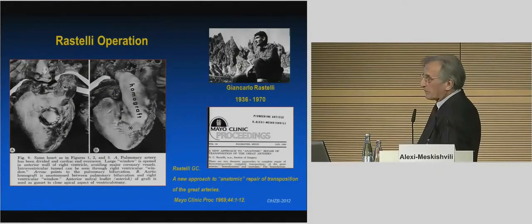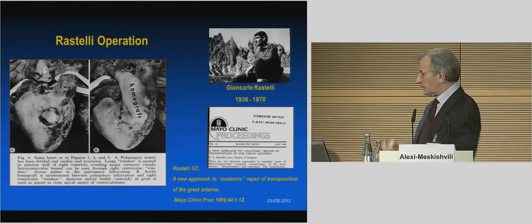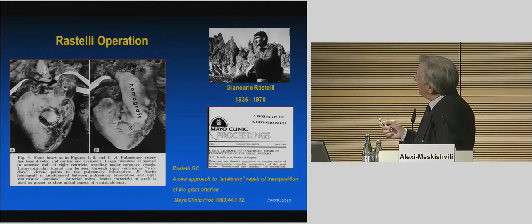This is Rastelli, who died very early at age 37, but he did so much in cardiac surgery, and we know just the Rastelli classification for AV canal, and also the Rastelli work on the hemodynamics after mitral valve replacement. And this is the Rastelli operation published for the first time. This is the experimental work at the Mayo Clinic, in Prosthetic, a journal which doesn't exist anymore. He showed how to close the VSD, and this is a homograft put on the right ventricle, connecting the right ventricle to the pulmonary artery. This is the publication with the new approach to anatomic repair.